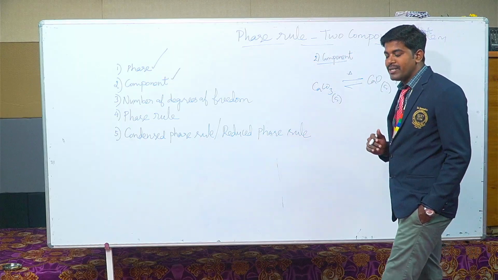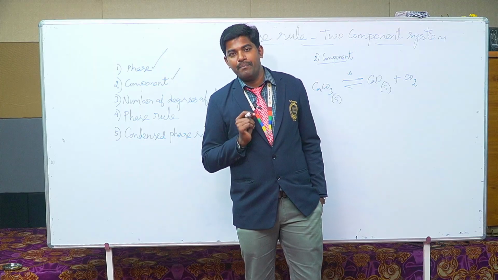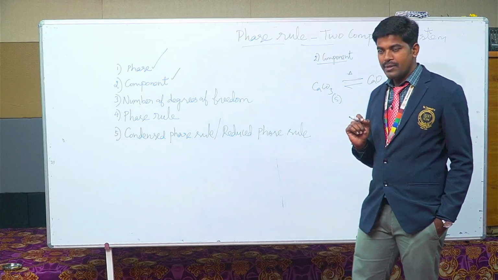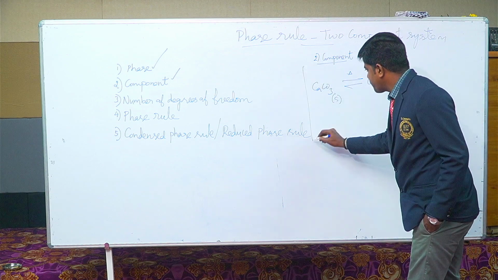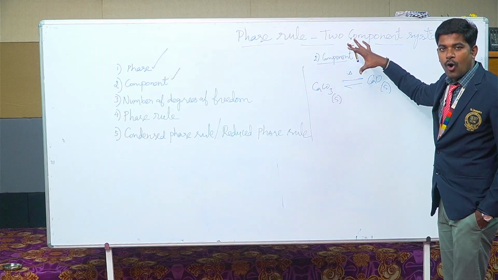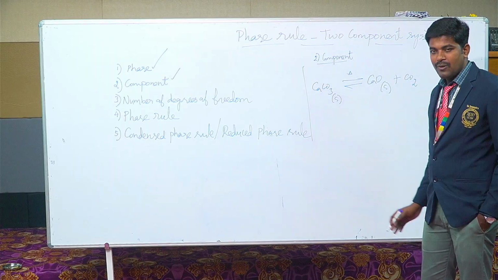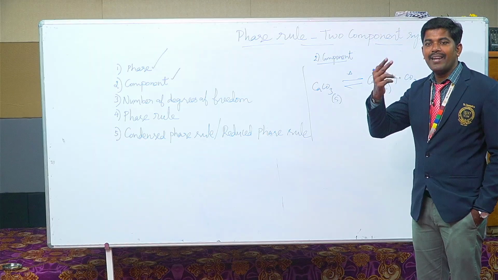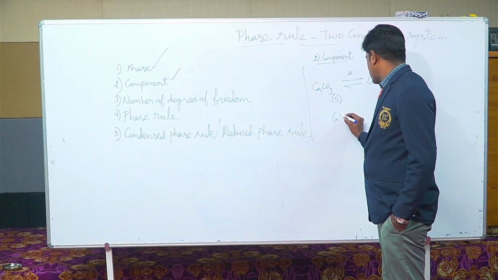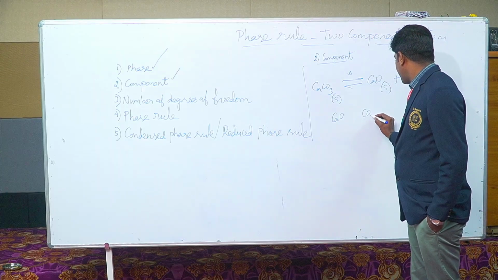Now we need to find out the number of components present in this reaction. Going back to the definition, a component is the minimum number of chemical constituents required to define the system. How many chemical constituents are required to define the system? The answer is 2. The first component is calcium oxide. The second component is carbon dioxide.